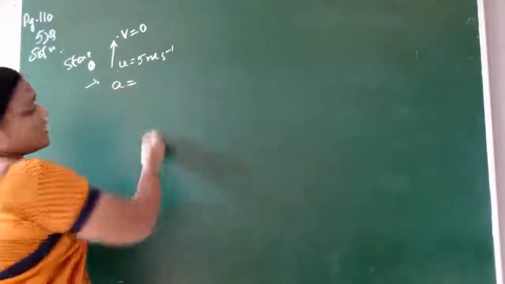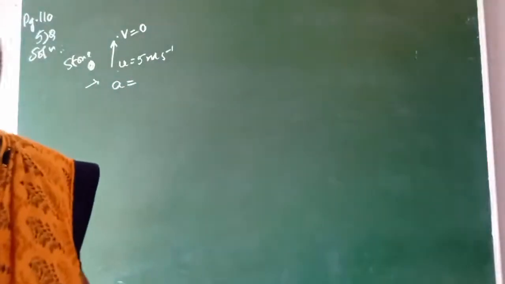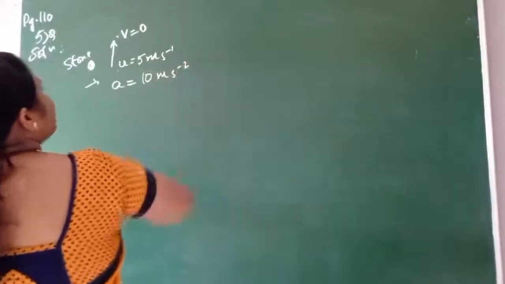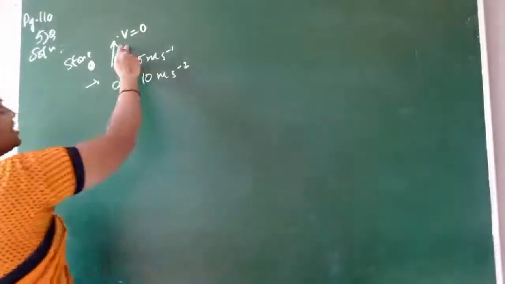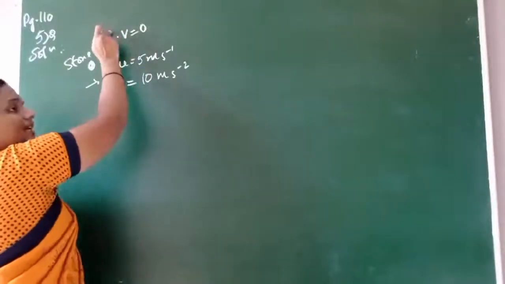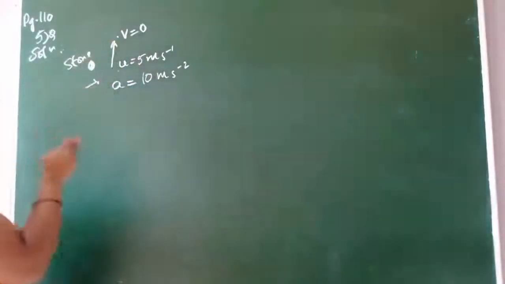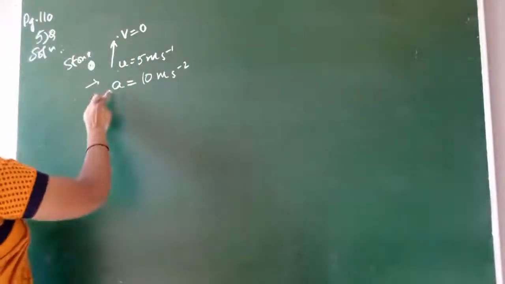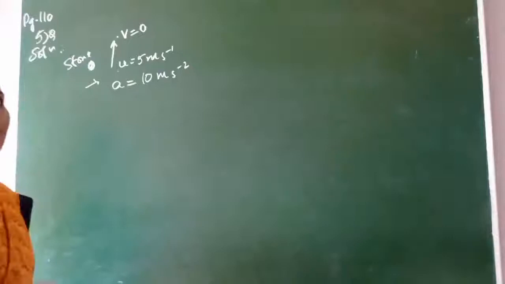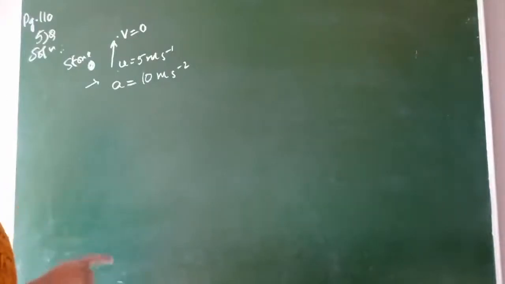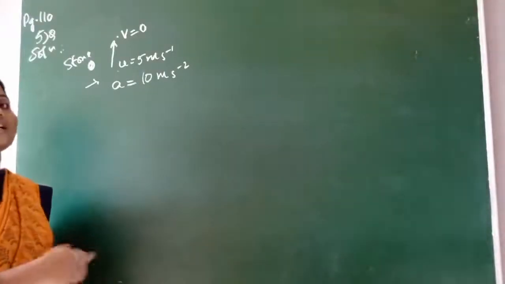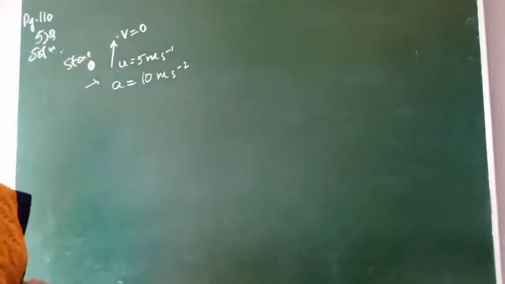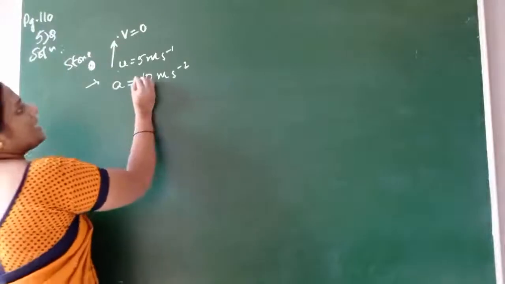How much? What is the acceleration, children? Yes, 10 meter per second square. So children, here when an object is moving in the upward direction, clearly they mentioned that this stone is moving vertically upward. So the negative acceleration is acting on it, because the earth's gravitational force acts on this stone to bring it downwards. So negative acceleration acts on it.